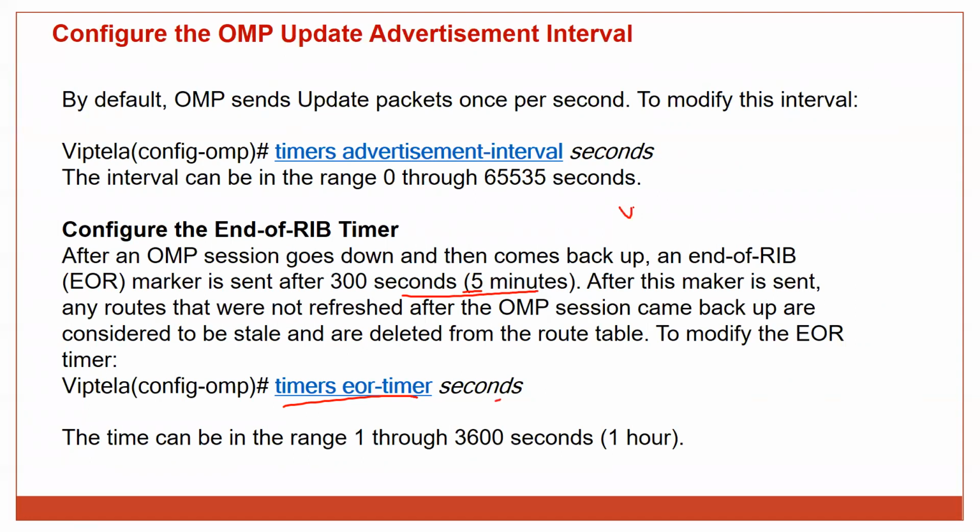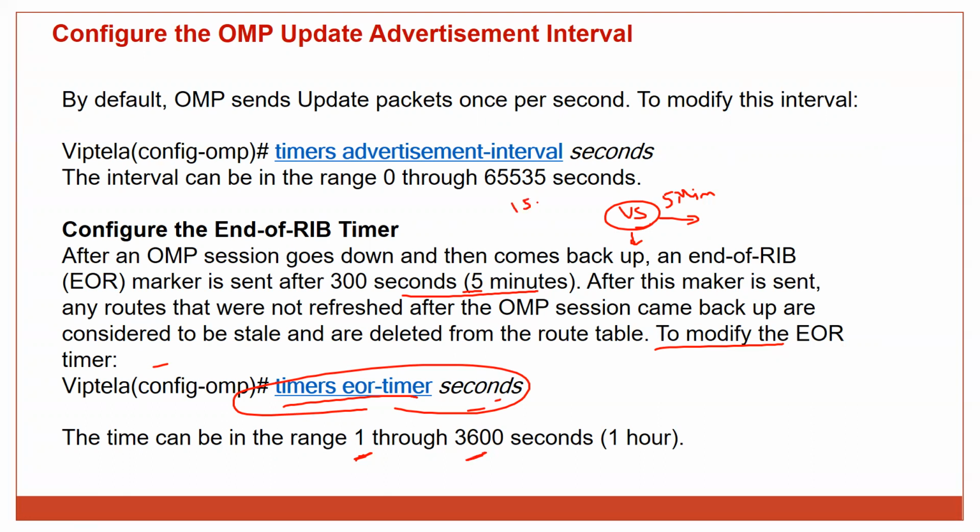So the logic behind this is that vSmart, once it comes back online, will start learning all the prefixes for 5 minutes, and then it will send the update to all the edge devices. With EOR, it will tell them, I have learned this, and now you can update your routing table with this. This is also a configurable item that ranges from 1 second up to 1 hour. So it can learn for just 1 second and then start updating, or it can learn for up to 60 minutes and then update.